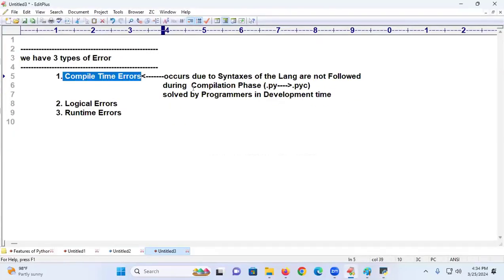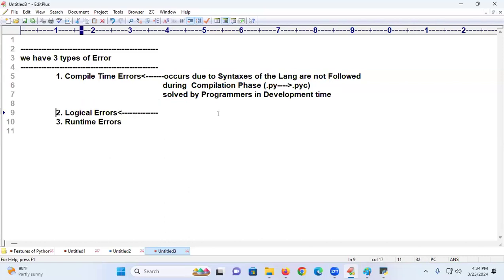When is it coming, during what time? Compilation phase. Solved by whom? Programmers. In which time? Development time. Now I am going to come to which errors? Logical errors. Are you able to get it? Logical errors, I am going to solve it.